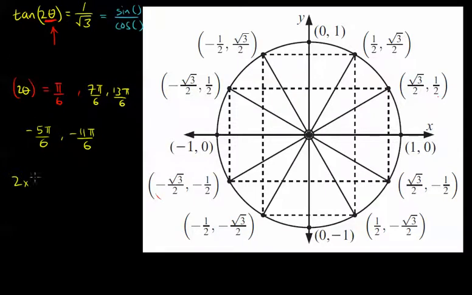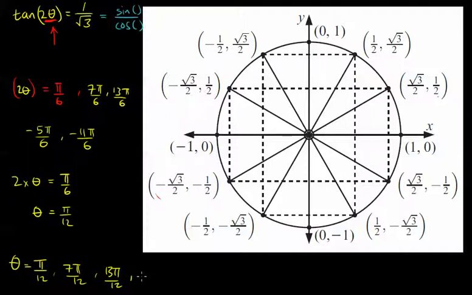So 2 times something is equal to pi over 6. You divide both sides by 2 and I get pi over 12. So I need to divide all of these by 2. Theta could be pi over 12, 7 pi over 12, 13 pi over 12, and doing the negative ones, minus 5 pi over 12 and minus 11 pi over 12. That's basically halving all of these. So that's what theta could be.